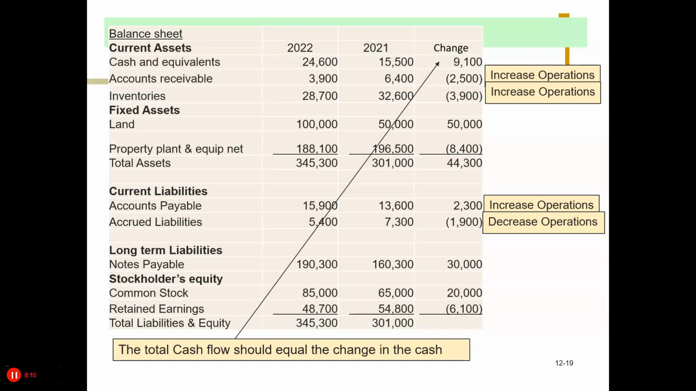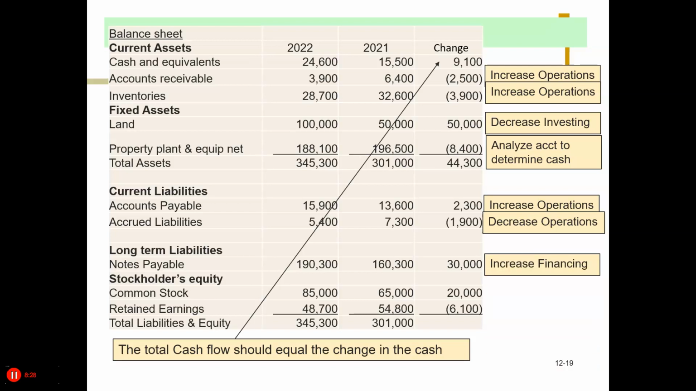Now we'll go to investing activity. Our land went up, so that's going to decrease investing. PP&E, we have to first analyze to determine the cash, whether we bought or sold equipment. We'll do that on the next slide. Then we're going to look at notes payable. It increased, so that is going to increase our cash under financing activities along with our stock, but we can't determine anything. We have to look at the retained earnings balance to determine if dividends were paid. So we have to analyze retained earnings and fixed assets net.